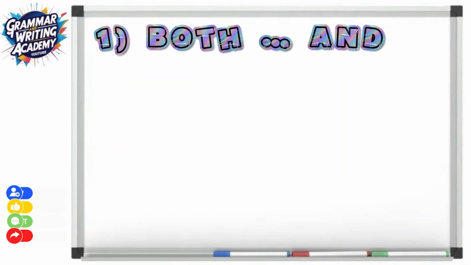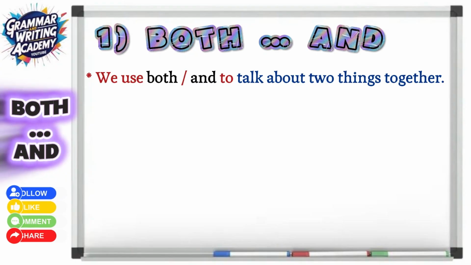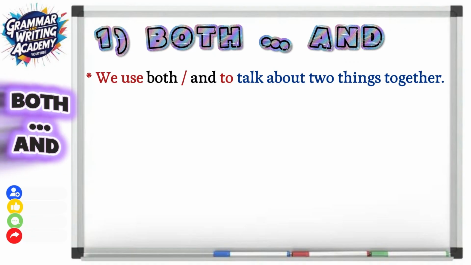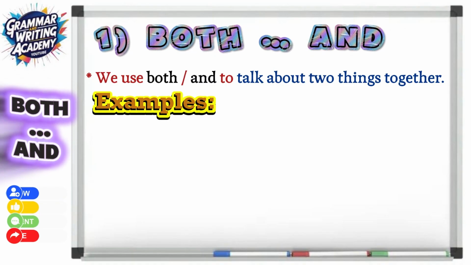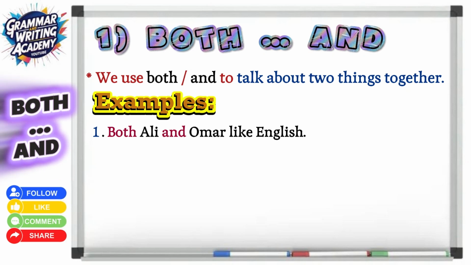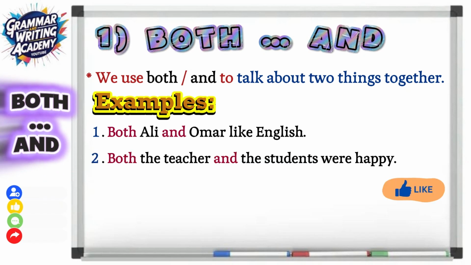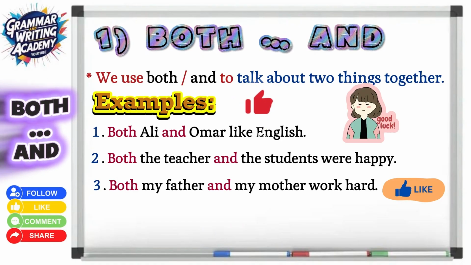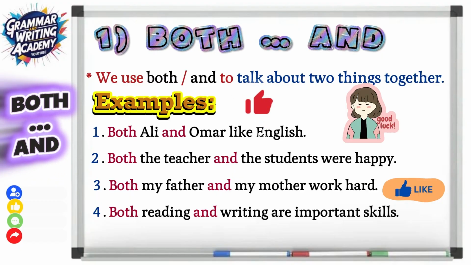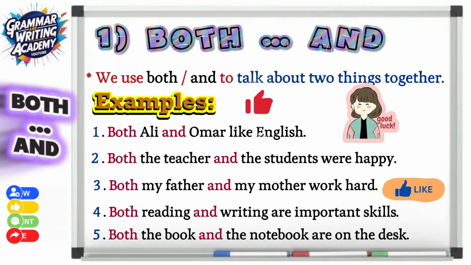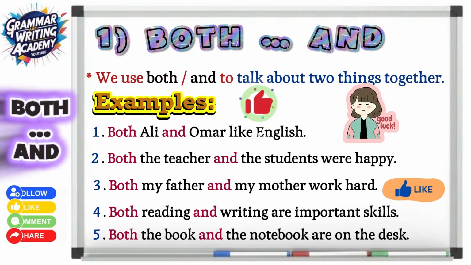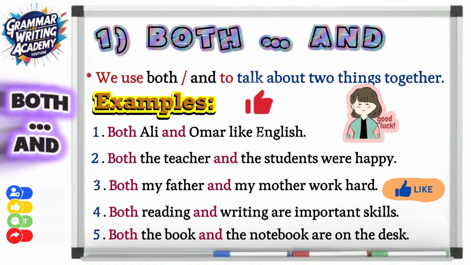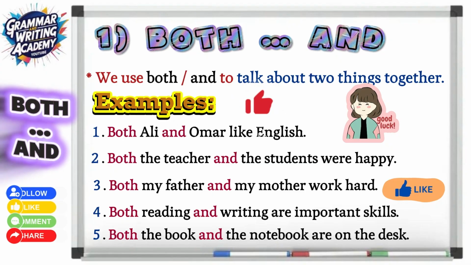1. Both, and. We use both, and to talk about two things together. Both, and connects two things that are true at the same time. Examples: 1. Both Ali and Omar like English. 2. Both the teacher and the students were happy. 3. Both my father and my mother work hard. 4. Both reading and writing are important skills. 5. Both the book and the notebook are on the desk. Advice: use both, and only when both ideas are correct, and keep the grammar the same on both sides.